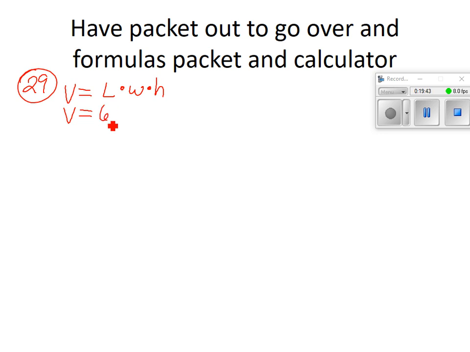What is the length of that top rectangular prism? 6. What's the width? 6. What's the height? 6. No. Where's the height? 9. Where? Doesn't matter which one's which, but what do we know about?